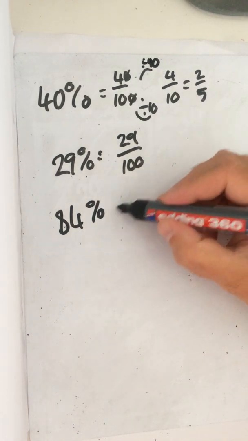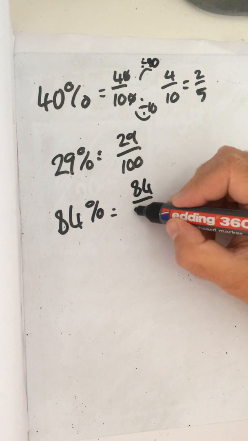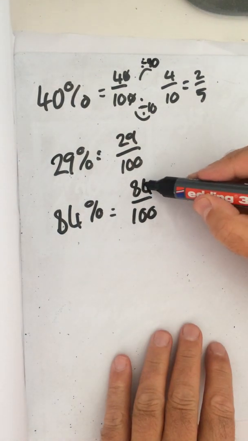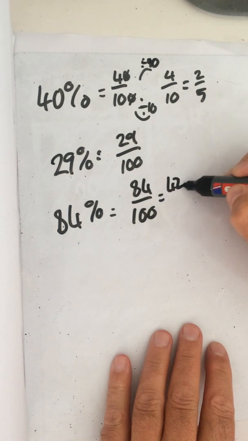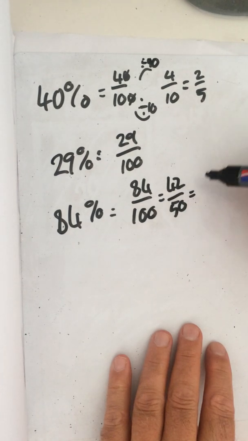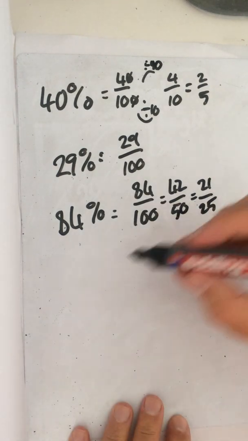84%. Remember, a percentage is just a fraction over 100. I know this is going to simplify, because these are even numbers. So let's just halve them both. That becomes 42 over 50. I can halve them both again, so I've got 21 over 25. Anything else go into that? No. So that's as low as I can go with it.